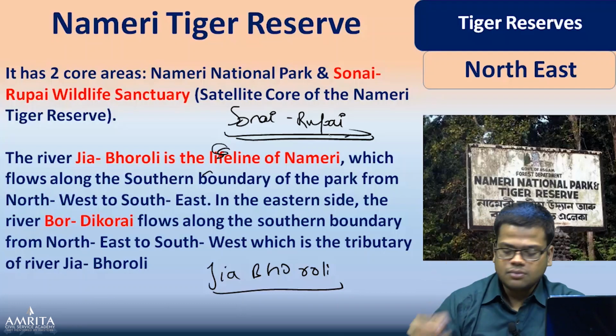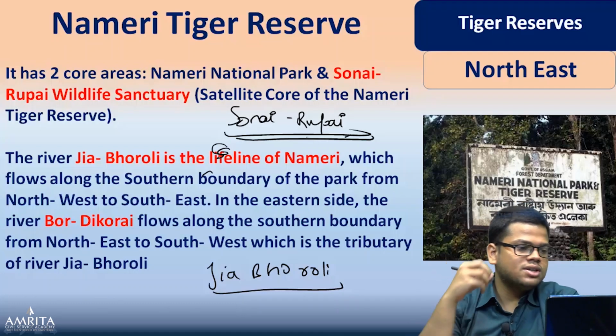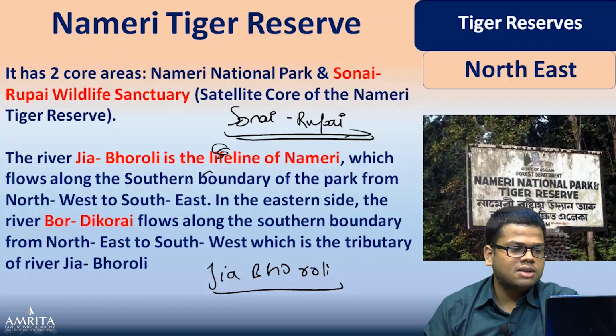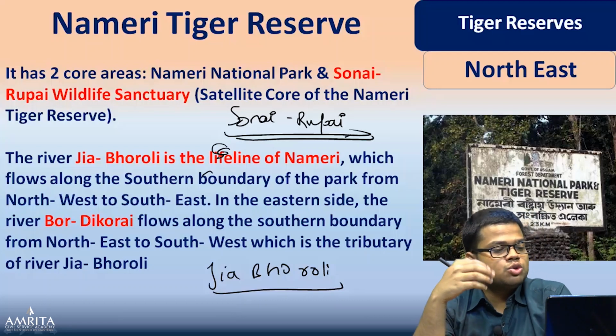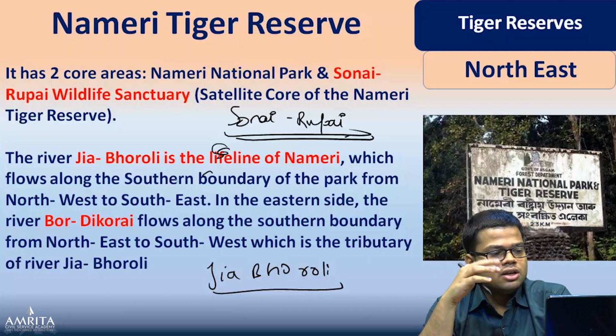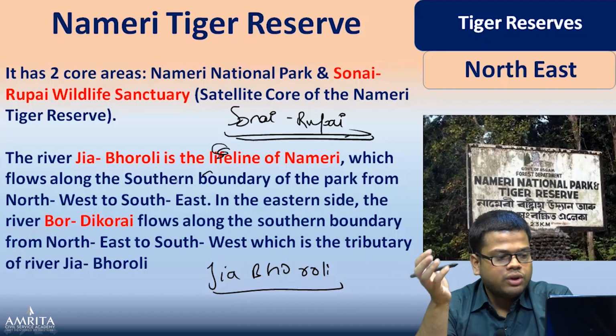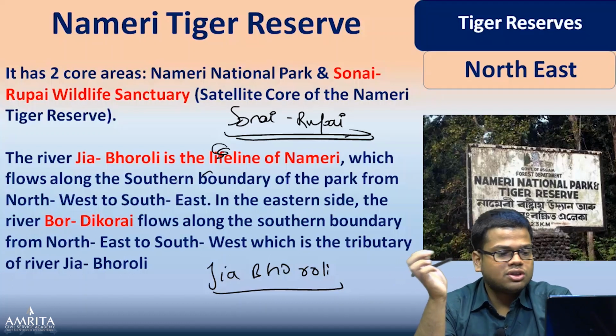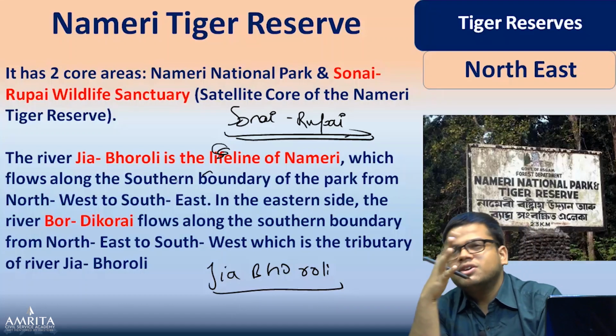Okay. The river Jia Bhoroi is the lifeline of Nameri. It flows along the southern boundary of the park from the northwest to the northeast. In the eastern region, its tributary Dikrai flows along the southern boundary. So basically two rivers are there.